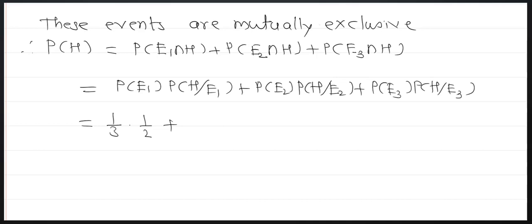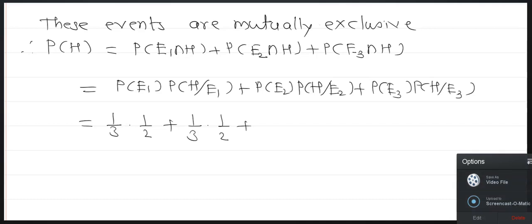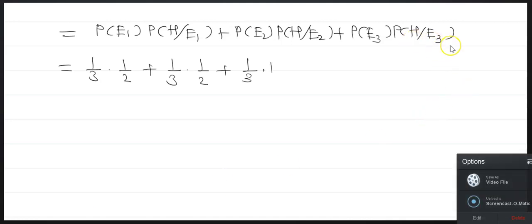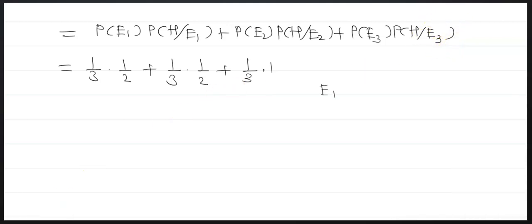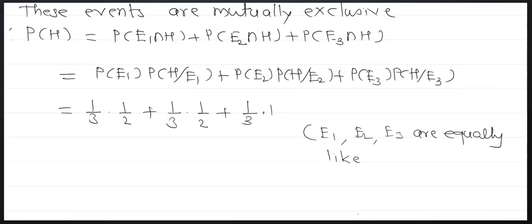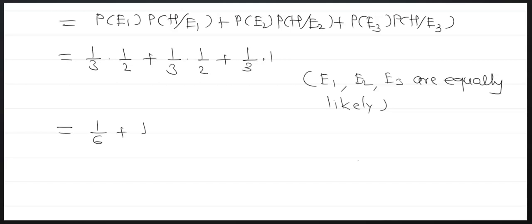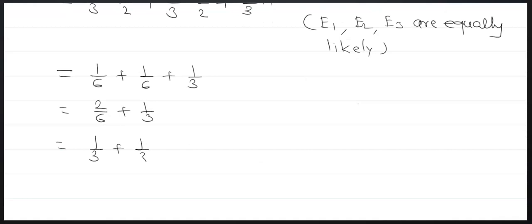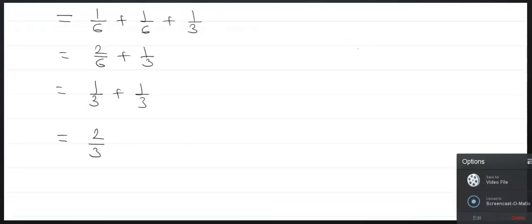Now substitute the values. That is 1 by 3 into 1 upon 2, 1 by 3 into 1 upon 2, and 1 by 3 into 1. That is the probability of head conditional E3, since both sides have the head. E1, E2, E3 are equally likely. Therefore 1 by 6 plus 1 by 6 plus 1 by 3, that is 2 by 6 plus 1 by 3, which is equal to 2 by 3.